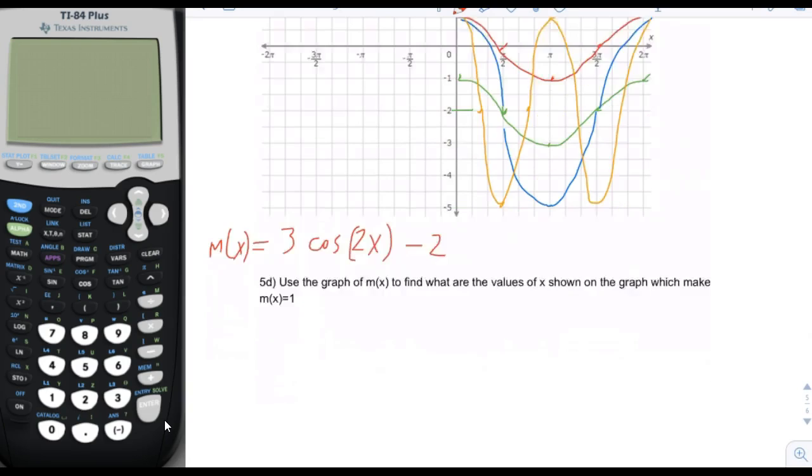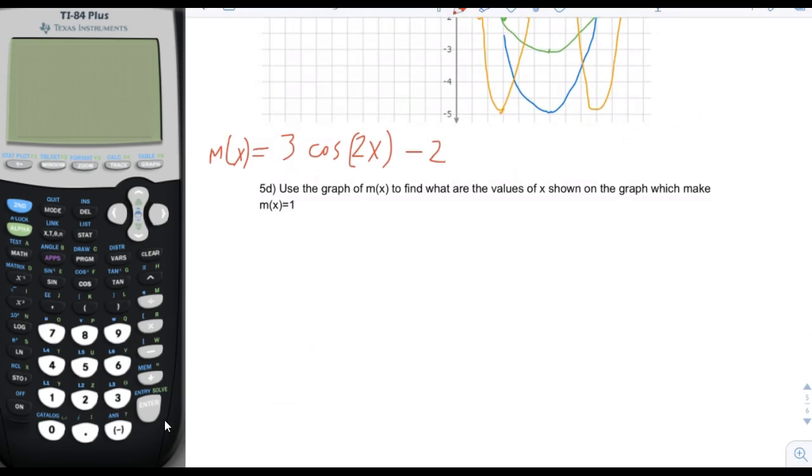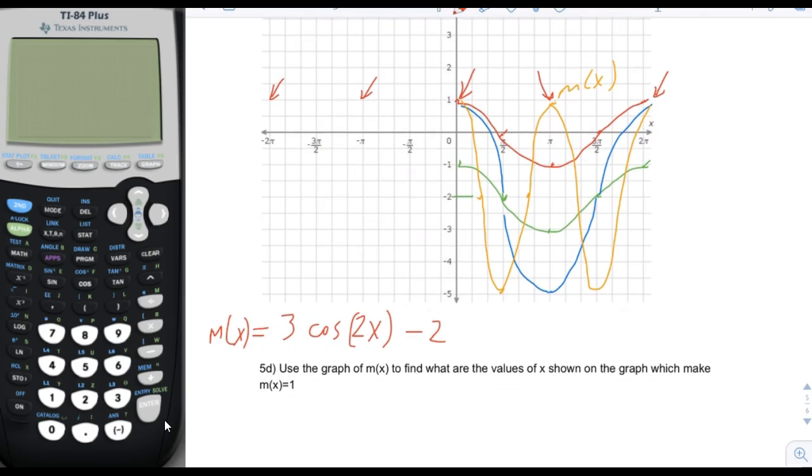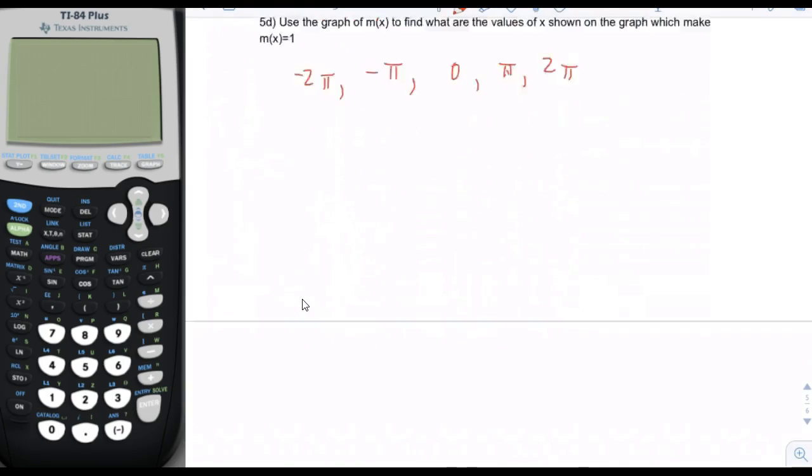Okay, all right. Last one. Use the graph of m of x to find the values of x shown on the graph which make m of x equal 1. So there's 3 values here. There's 1, 2, and 3 at least. Okay, and then we could also see them on the other side. Here, there's going to be probably here and here also, because it's just a repeating pattern. So some of the values that make m of x equal to 1 would be -2 pi, -pi, 0, pi, and 2 pi. Okay? And that's it. I think that's the last one, right? Yeah, it is.